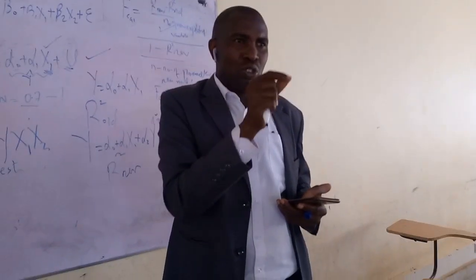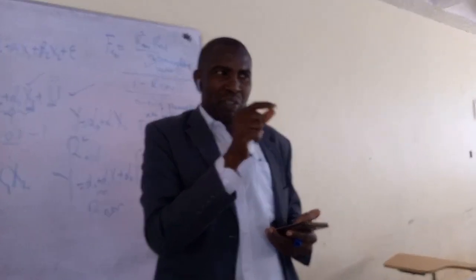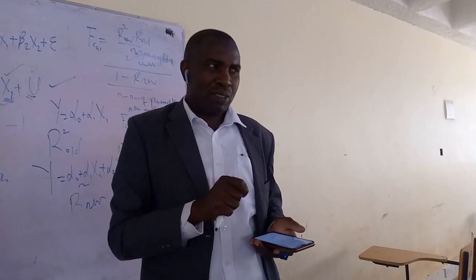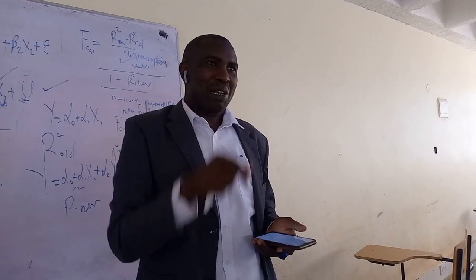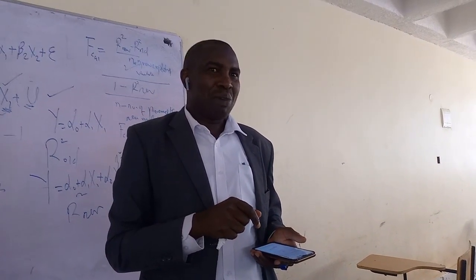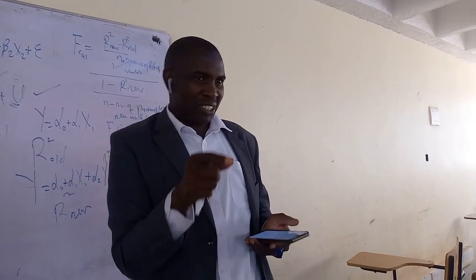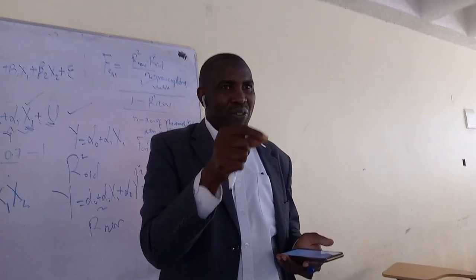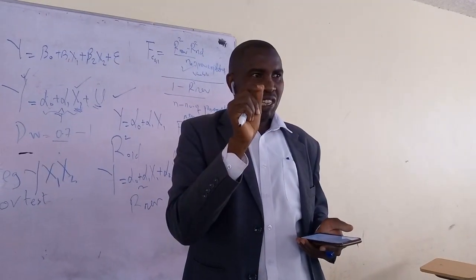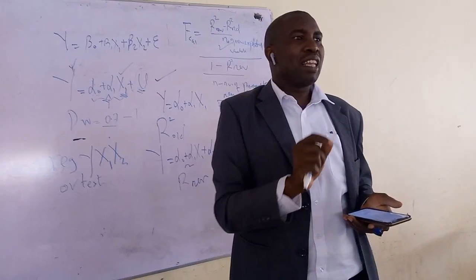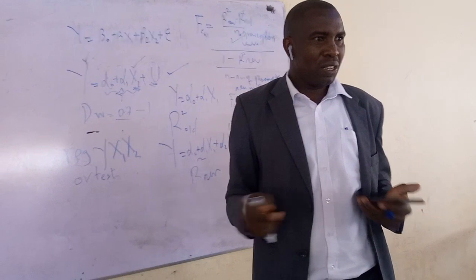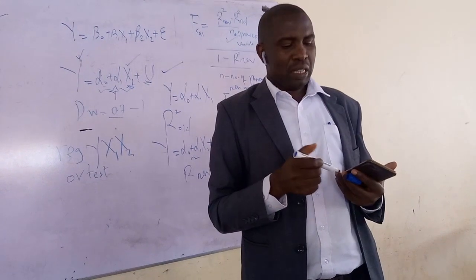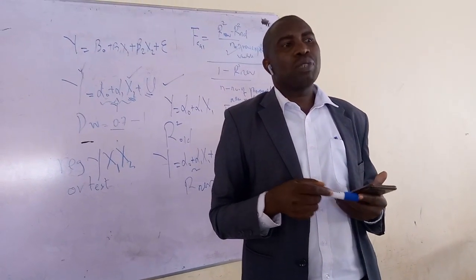If it gives you 0.04, it means that you should reject the null hypothesis, and therefore there is variable omission. But what if it gives you 0.06? That is greater than 0.05, so you do not reject the null hypothesis, meaning your model is good. You have not left any variable outside. So that is the discussion on model specification.